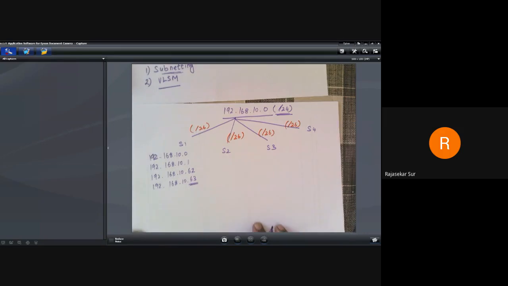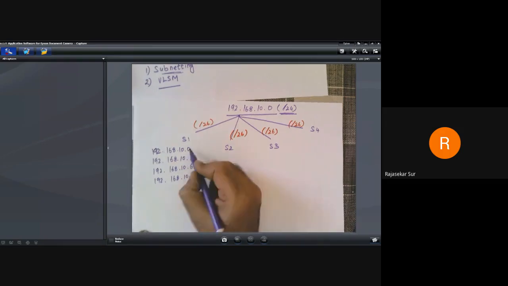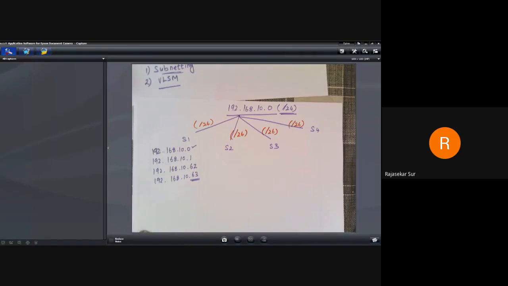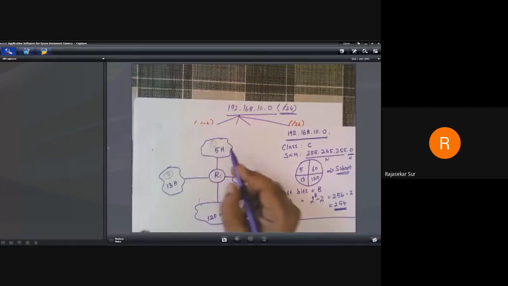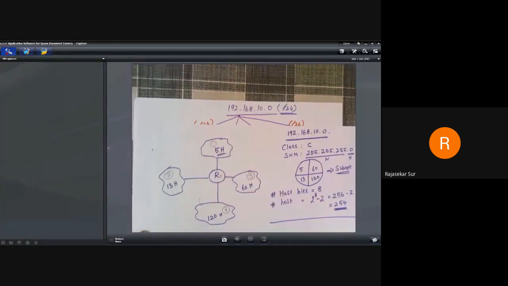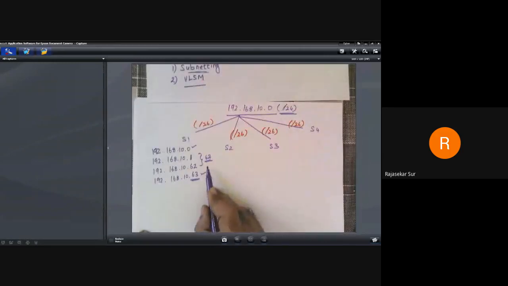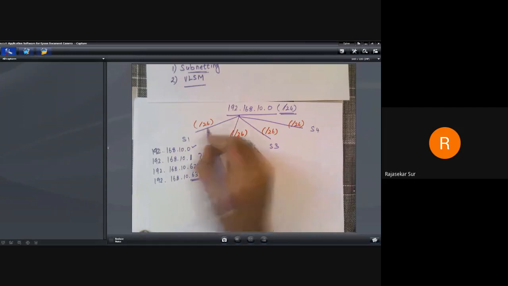Now, what I understood from this: this is my network ID, and this is my broadcast IP address. The first host is 1, the last host is 62. That means I can connect 62 computers here. But how many computers do I need to connect? Only 5 computers. Here you can connect 62, but we need only 5 hosts.